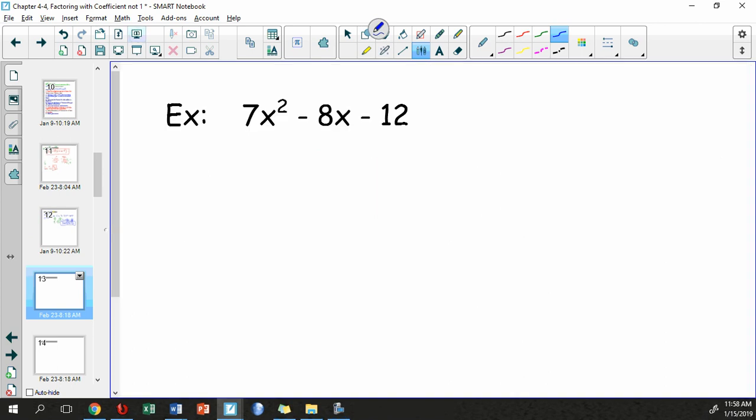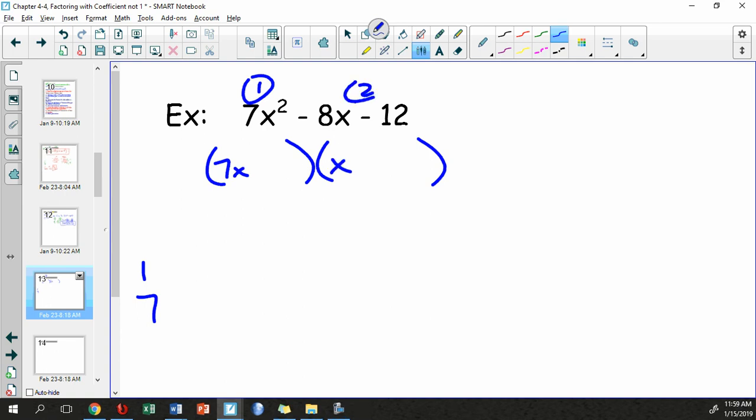Again. Okay. Excuse me. Smallest number. Do I have a GCF? No. So since I don't have a GCF, I'm going to go and try to break down 7x squared. How do I break down 7x squared? Factors of 7 are 1 and 7, correct? So I'm going to use 7x and x, correct?